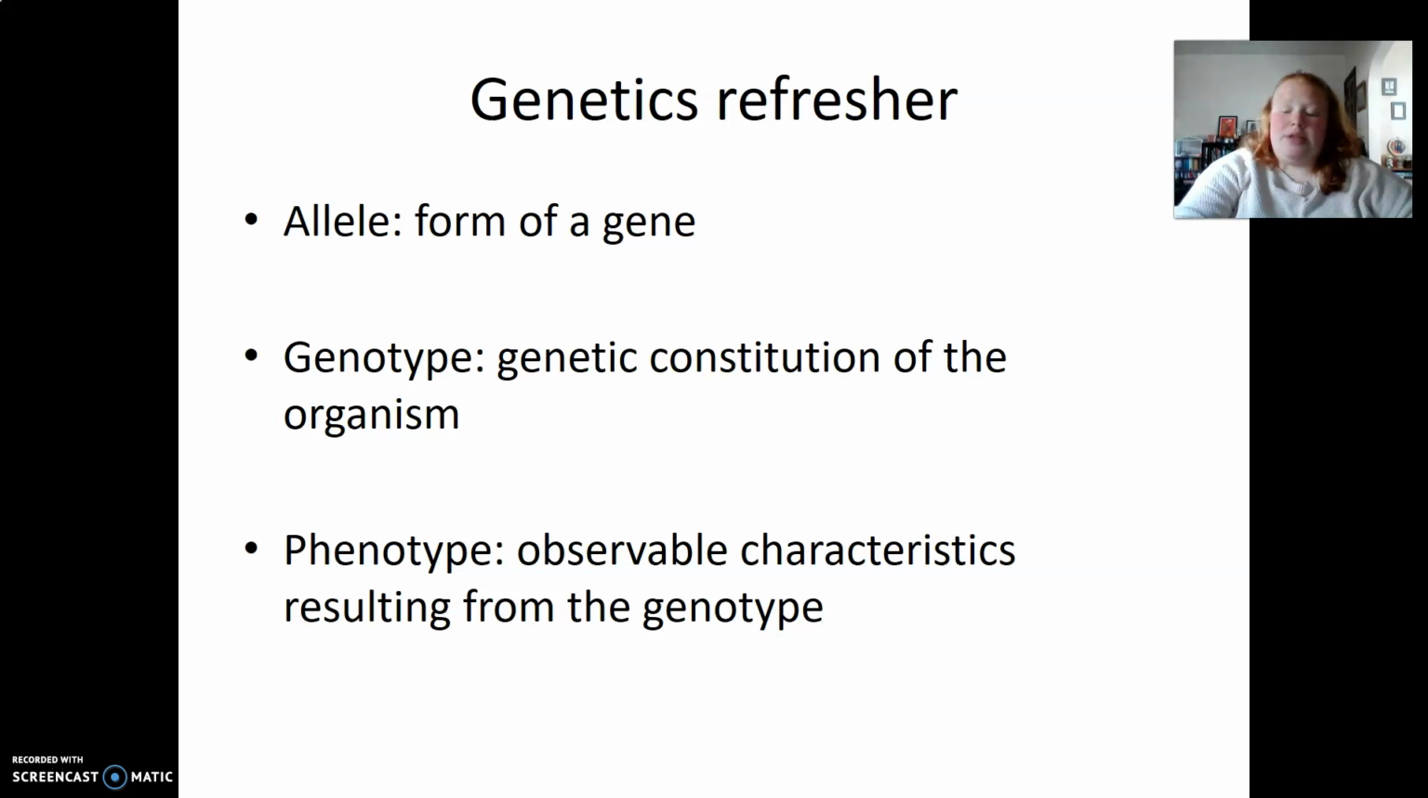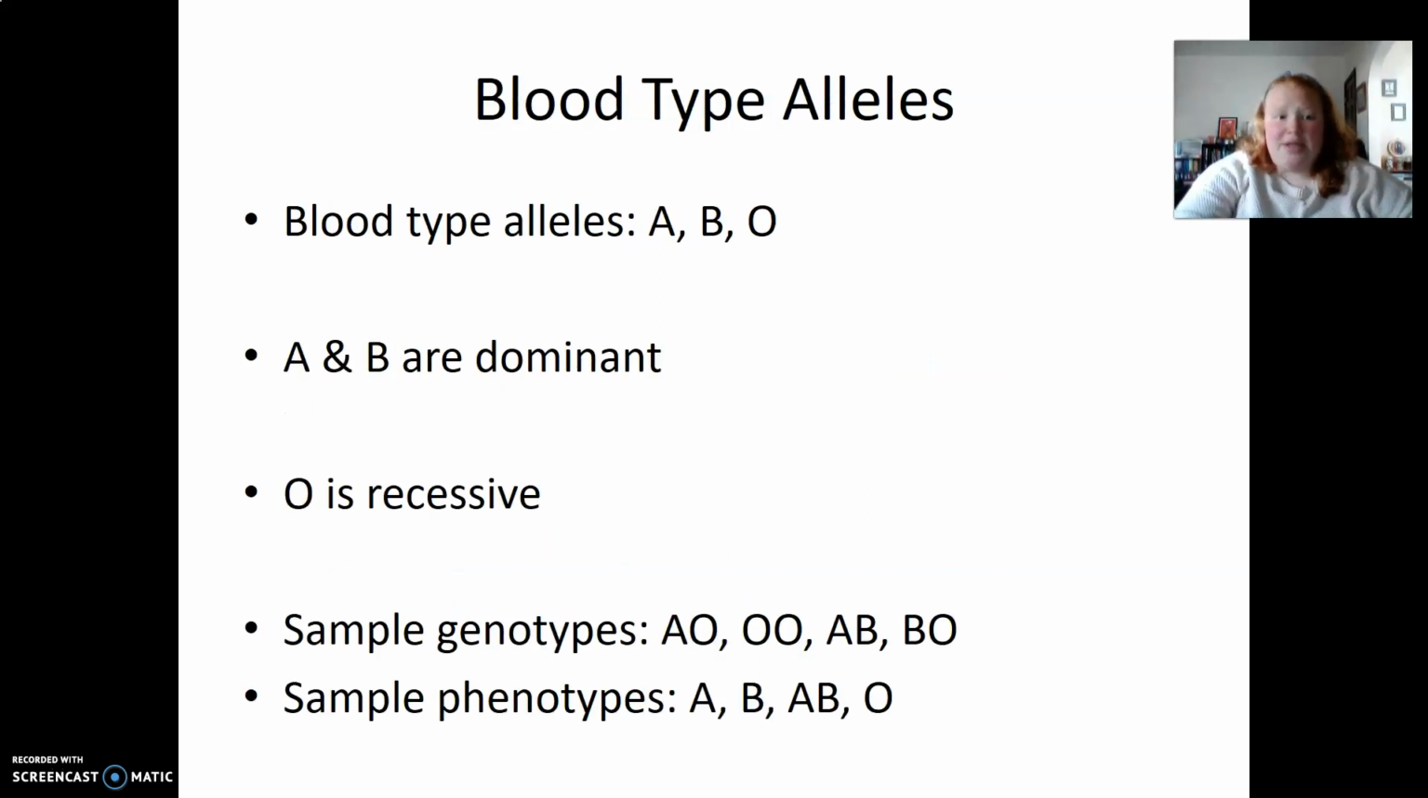Okay, so with blood, blood type alleles, you have A, B, and O. A and B are dominant and they can be codominant. So they can both show dominance. So if you have A and B alleles, you have type AB blood. Type O is recessive. So if you have like AO, you have type A blood.